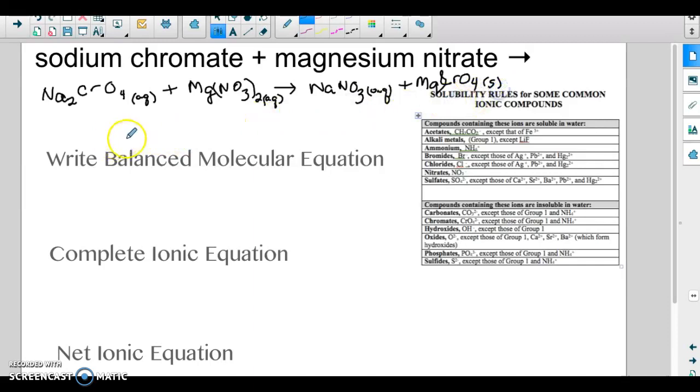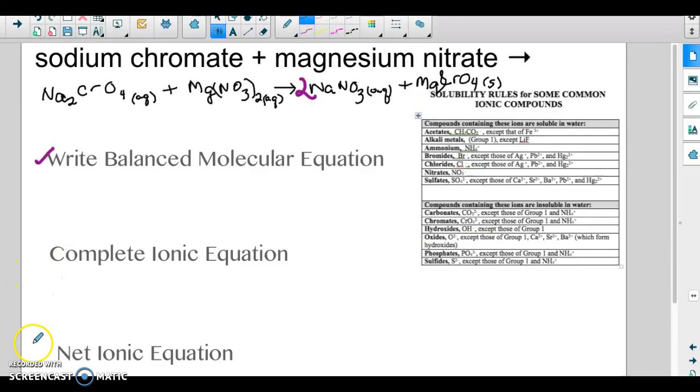So this would be, once we balance it, this is our complete balanced molecular equation right here. And I think we're balanced. So now I want to write the complete ionic equation. So I'm going to take and break apart everything that's aqueous.